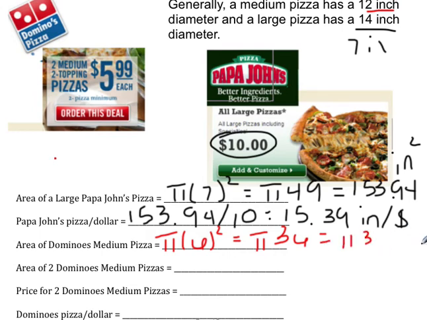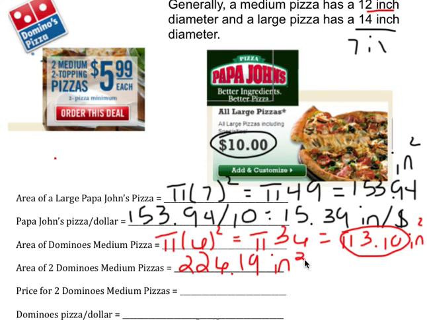And when you type in 36 times pi, you end up getting 113.10 inches squared of pizza. So now what's the area of 2 Domino's pizzas? Well, we're just going to take this number right here and multiply it by 2. So we get 226.19, and then it's going to be inches squared. Again, all I did was take one medium pizza and multiply it times 2.